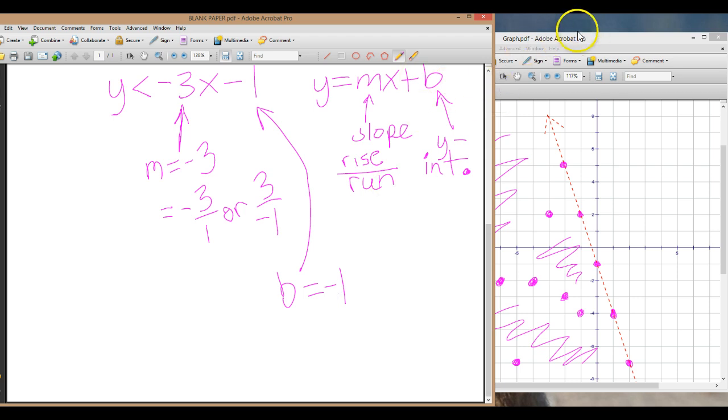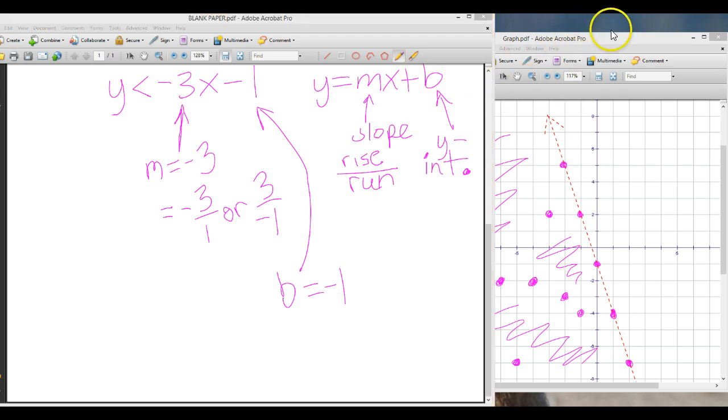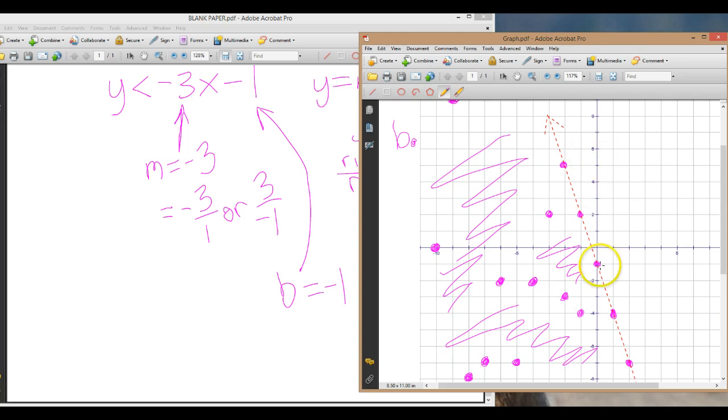Now, if we take that back to our graph, to graph the inequality, we would start with our y-intercept. So we'd start here at negative 1 on the y-axis, and we can either go down 3 and to the right 1, or we can go up 3 and to the left 1. So from this point, up 3, left 1, up 3, left 1, or down 3, right 1, down 3, right 1, we get this line right here.